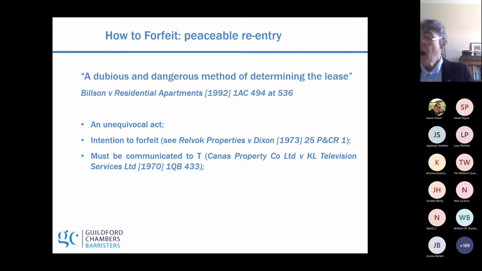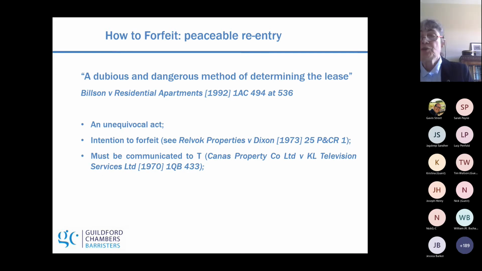Well, primarily an unequivocal act. The classic method, of course, is to change the locks, or equally one could change the key code or padlock on entry. What counts as an unequivocal act will very much depend on the nature of the land concerned. For example, in the case of farmland, it might be a situation where concrete barriers are put at a farm gate, or if it is simply open land, a chain is erected across it.